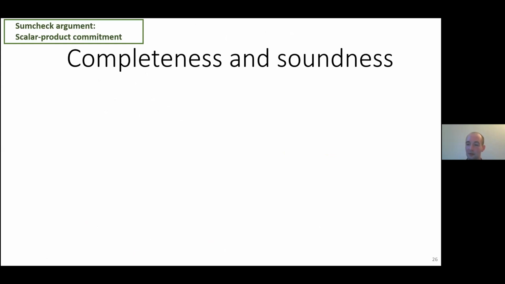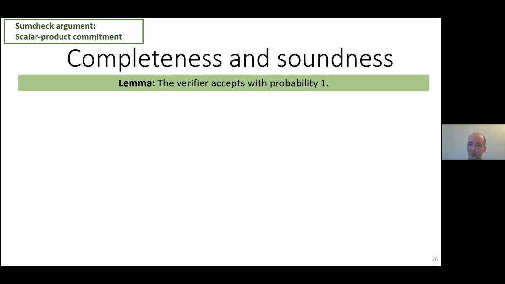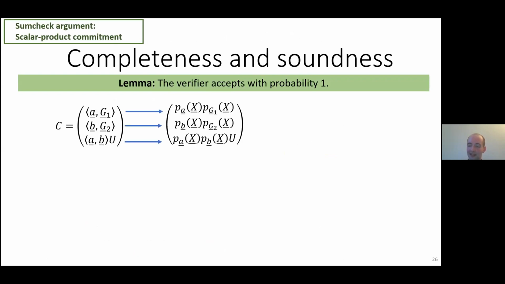Okay, so completeness and soundness of this protocol is fairly easy to describe. Completeness, to show that the verifier always accepts. Basically, we just need to observe that every component of this commitment behaves exactly like one of the Pedersen commitments we've already seen, and then use similar kind of reasoning to what we've already seen.